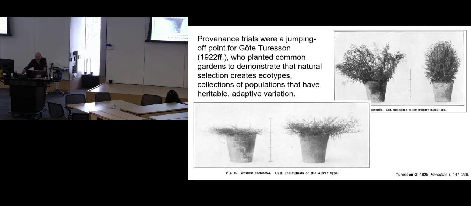So common gardens and provenance trials were a jumping off point for Göte Turesson, who in 1922 coined the term ecotypes based on his work with common gardens, where he planted Rumex acetosella, sheep's sorrel, collected from wind-swept shorelines versus more protected inlands. He grew these different genotypes of a single species together in a common garden and asked this simple question: do they maintain their differences, or are the plants at the shoreline just beaten down by the environments and showing a plastic response?